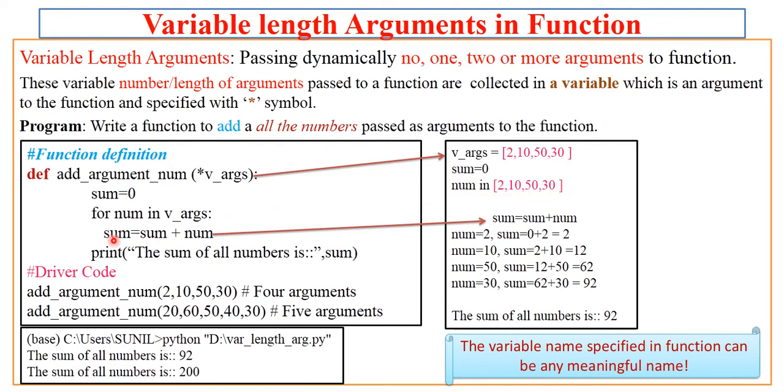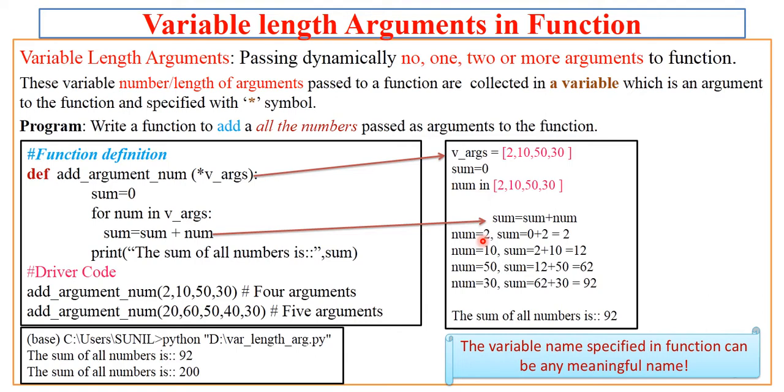So here the statement sum equal to sum plus num is part of the for loop, so it will get executed exactly the number of times of the arguments. Suppose there are 5 arguments, then obviously that statement will get executed 5 times, 4 times, or 6 times, whatever number of arguments you pass. So this statement will get executed for different values of num.